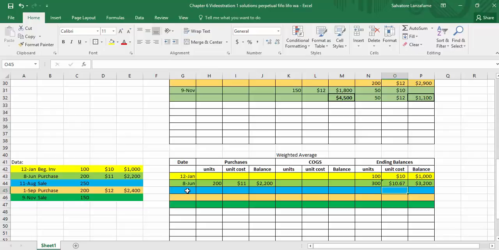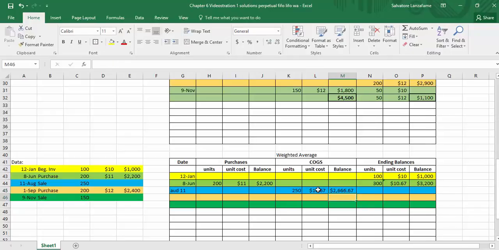So now we are selling. It's August 11th, and we are selling 250. How much are these 250 costing us? It's costing us this 10.67. Don't just type 10.67 because it's rounded. Literally click on the cell and Excel will use the original unrounded answer in the multiplication. So 250 multiplied by the 10.67 gives us $2,666.67, rounded to the nearest penny.